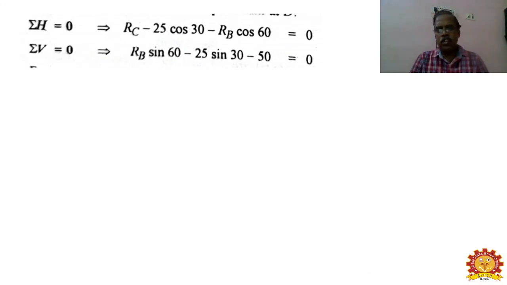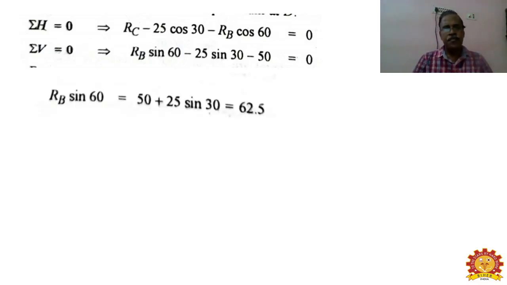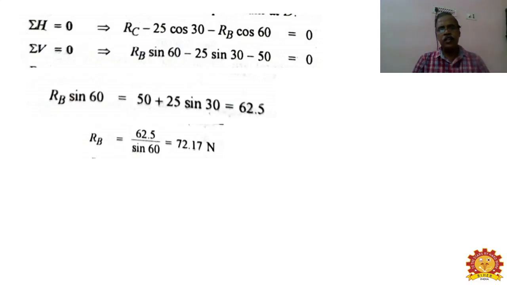Okay, now how to solve this one? Here you are having RC, RB, and the second equation RB. By equating this and bringing RB to one side, we can find the value of RB from the sigma v equation, that second equation. By that we can get the value of RB, and RB will be equal to 72.17 Newton. Hope you understood, all of you.